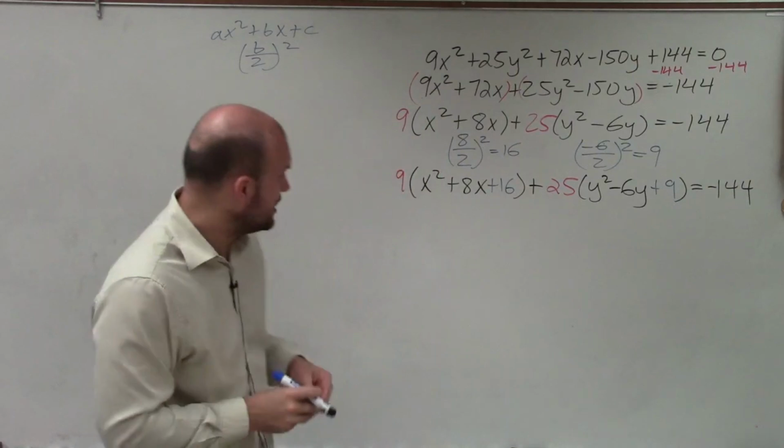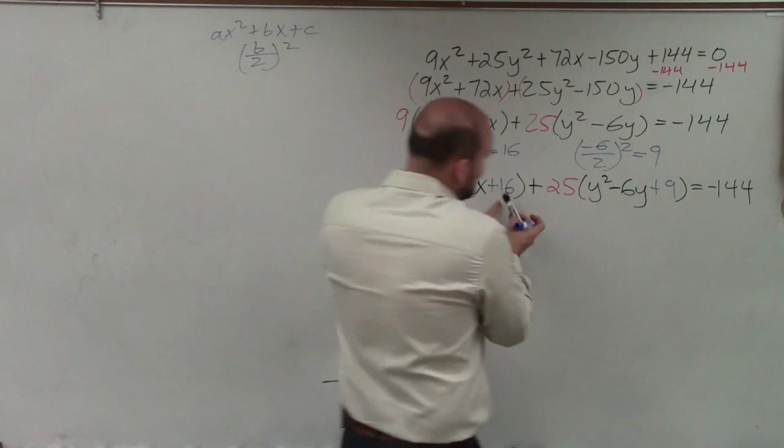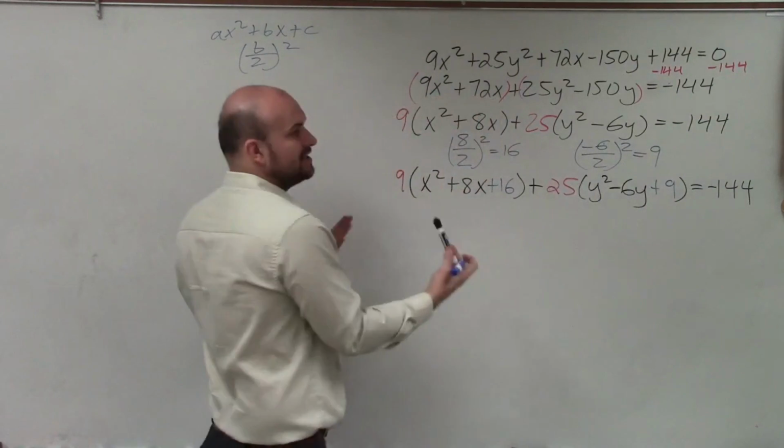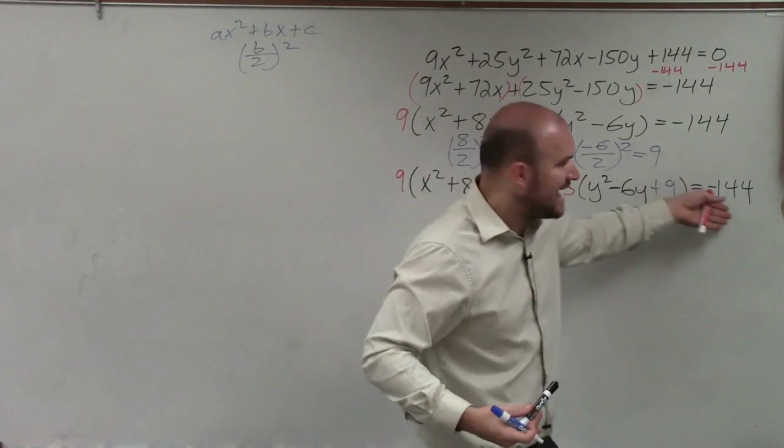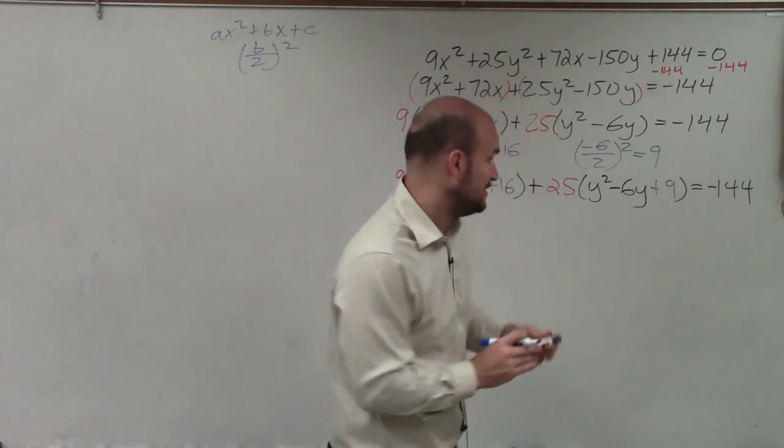it's important for us to understand that I added a 16 and a 9 on the left side of the equation. So I've got to add a 16 and 9 on the right side of the equation, right?